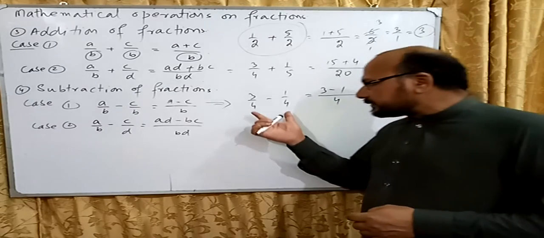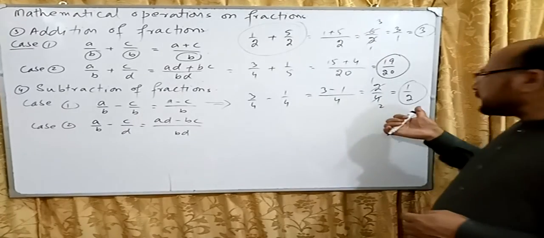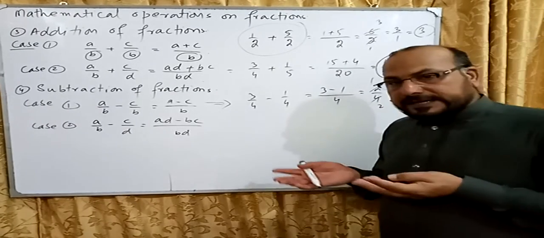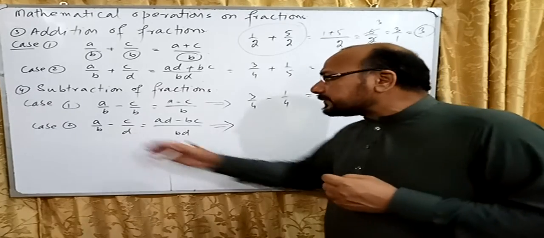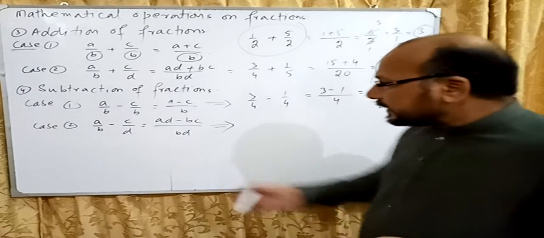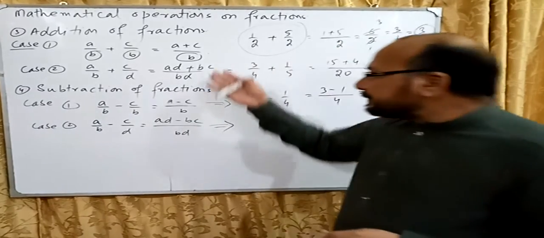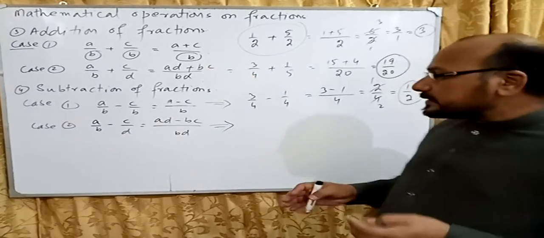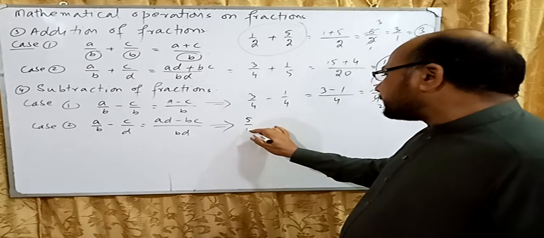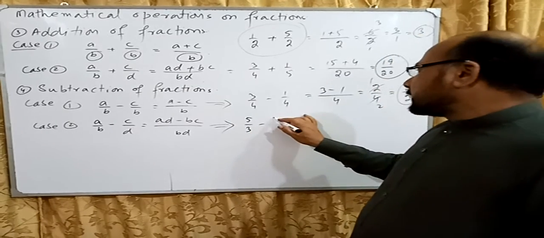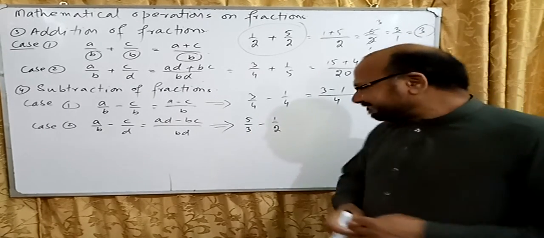It will become 1 over 2. It means the subtraction of these two fractions gives us 1 over 2 after simplification. Now the second case, if we have different denominators, we will proceed like addition, but instead of addition we will have subtraction. For example, 5 by 3 minus 1 by 2.